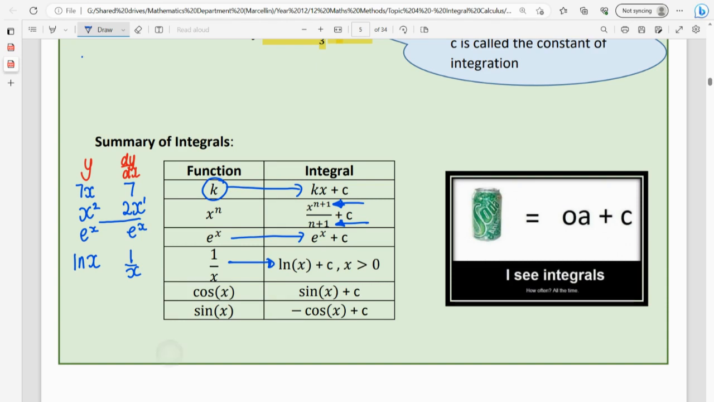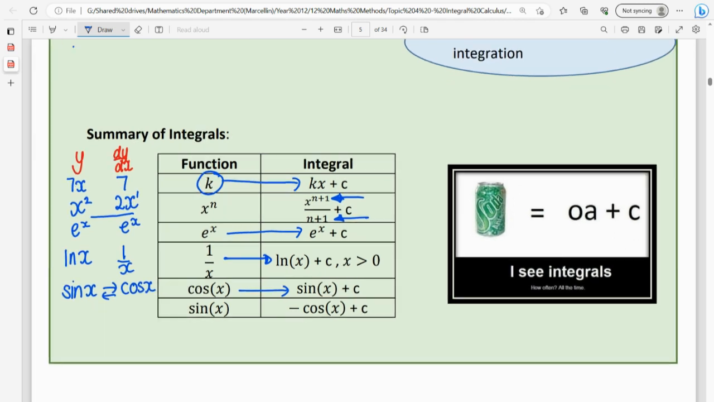Now, when I go from sine x and differentiate, that's cos x. It makes sense that going from the derivative back to the original, it's just going to give me sine x. And lastly, when I do cos x and I differentiate that, that gives me minus sine x, which means when I integrate sine x, it's going to give me a minus cos x the other direction.